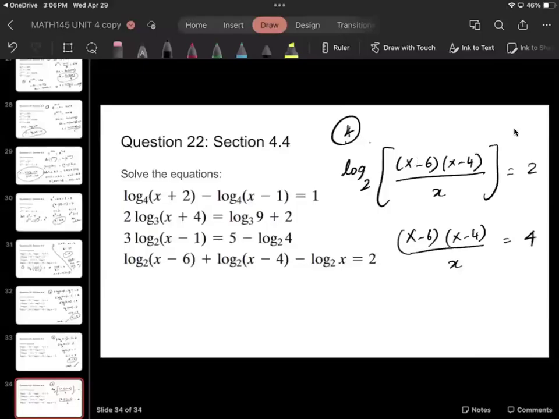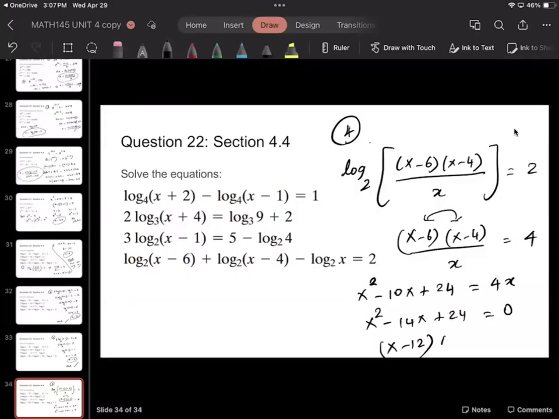Then I will distribute my numerator, okay? So then I get x squared minus 10x plus 24 is 4x because I cross multiplied the 4 and the x. Then I bring the 4x to this side and I rewrite it as a quadratic equation. Now I see whether I can factor it. I can. I can write it as x minus 12 and x minus 2, which gives me two solutions. x is 12 and x is 2.